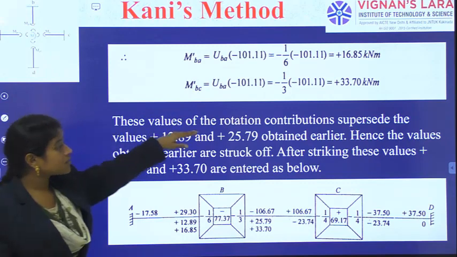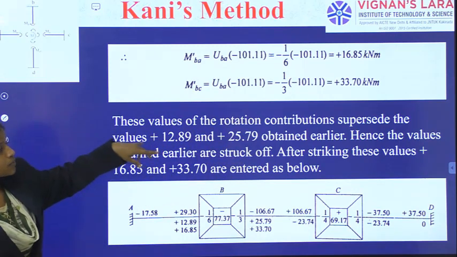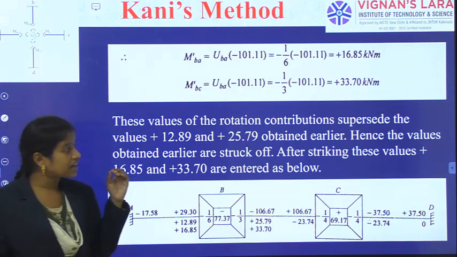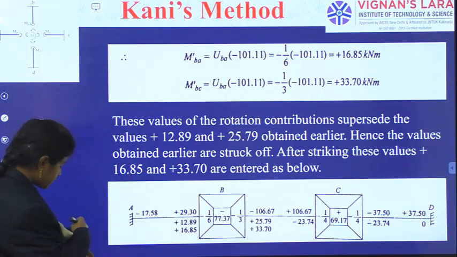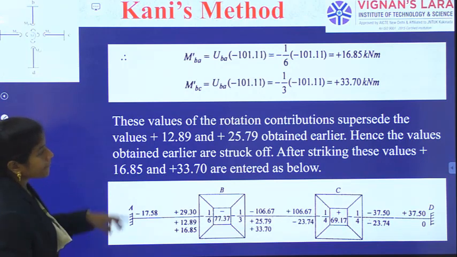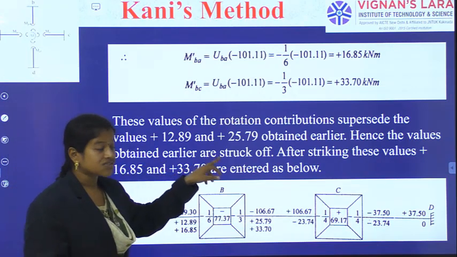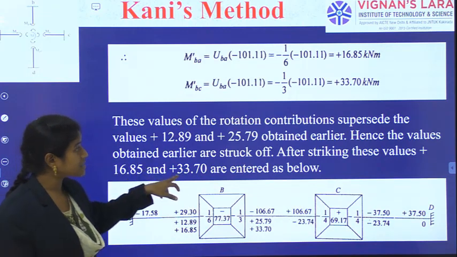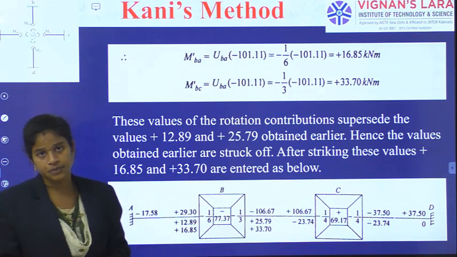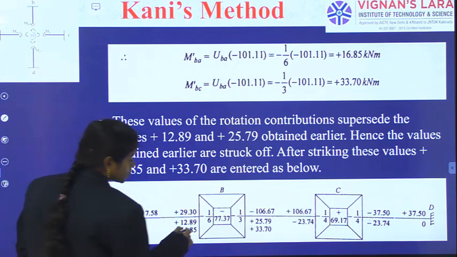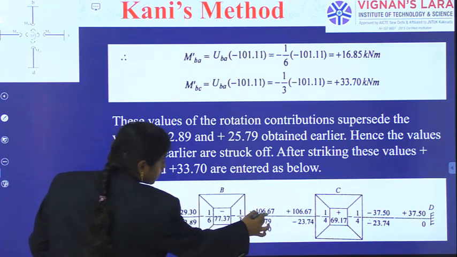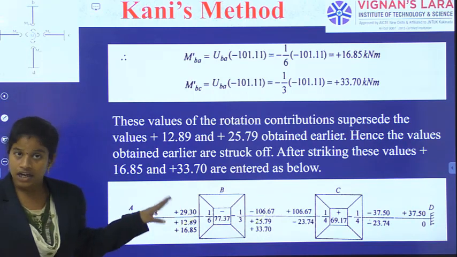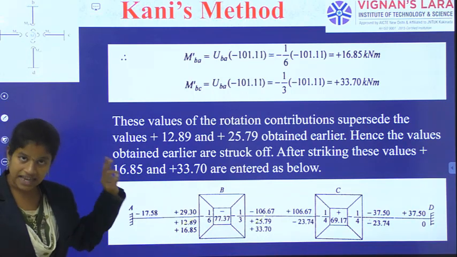Now, the values of the rotation contributions superseded the values, plus 12.89 and 25.79, obtained earlier. Hence, the values obtained earlier are struck off. After striking the values, plus 16.85 and plus 33.7 are entered as below. So initial values are simply struck off, or you can leave them as is, but we shouldn't add that. That is as it is there only.